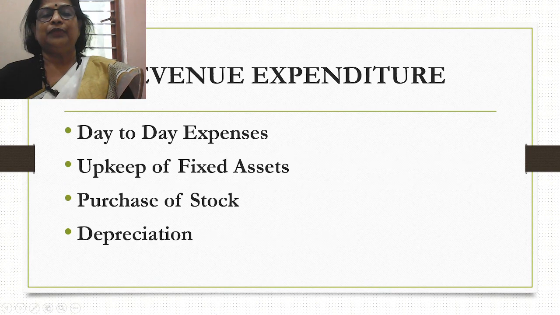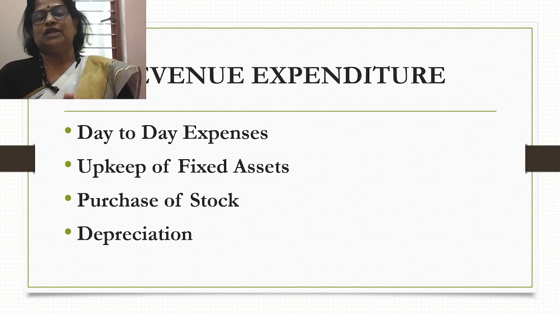Now, what is revenue expenditure? Revenue expenditure, you have to remember, these items will go to the trading and profit and loss account, whereas capital expenditure, we are taking to the balance sheet. Revenue expenditure is required for the day-to-day working, the day-to-day running of the organization. You have to remember that electricity charges, salary, water bill, or insurance which we have taken for 1 year, all these are revenue expenditure.